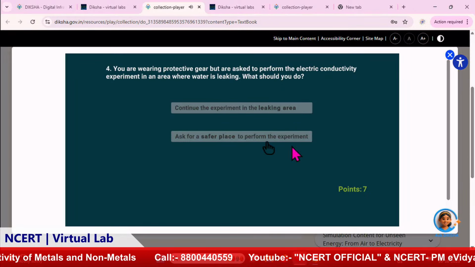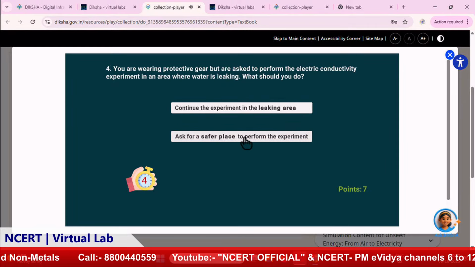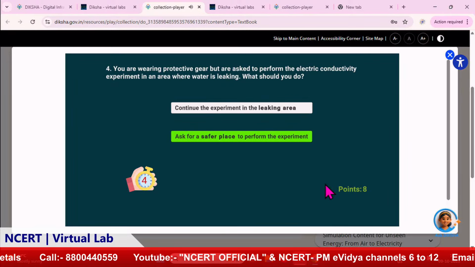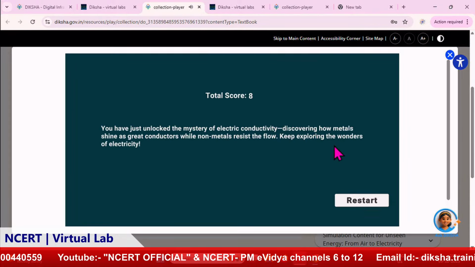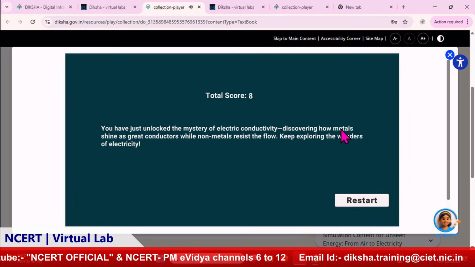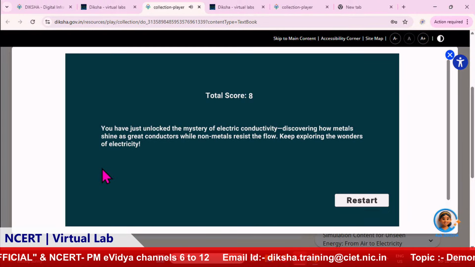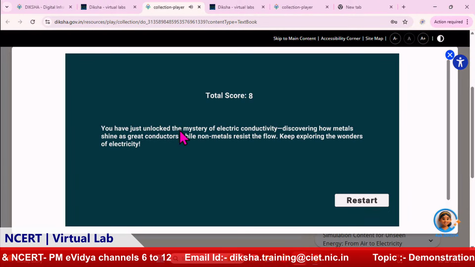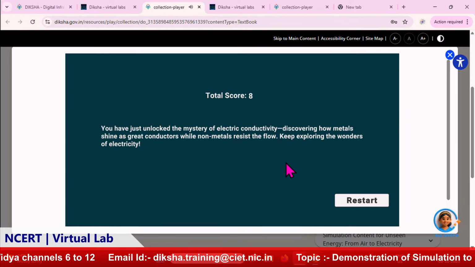So several questions are there, one by one. The student can do it, and the scores they can continue. Now see the score: you have just unlocked the mystery of electrical conductivity, discovering how metals shine. So they are giving very good points also, like motivational quotes. The students get excited to do this experiment again.